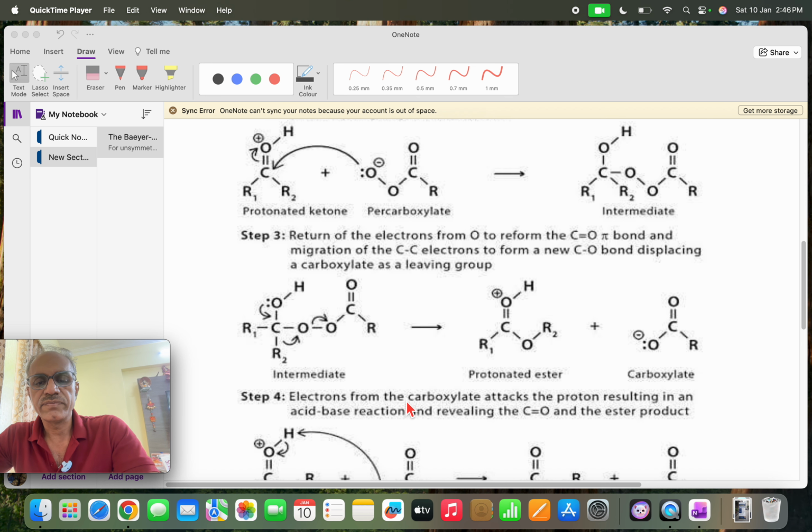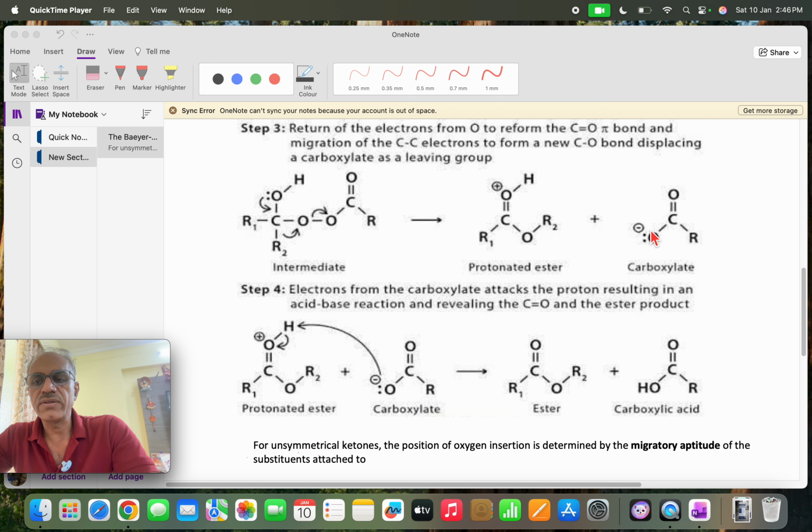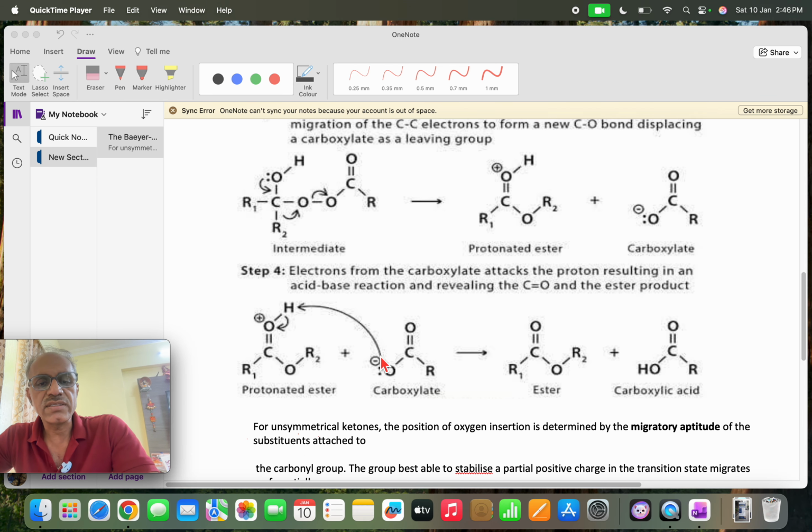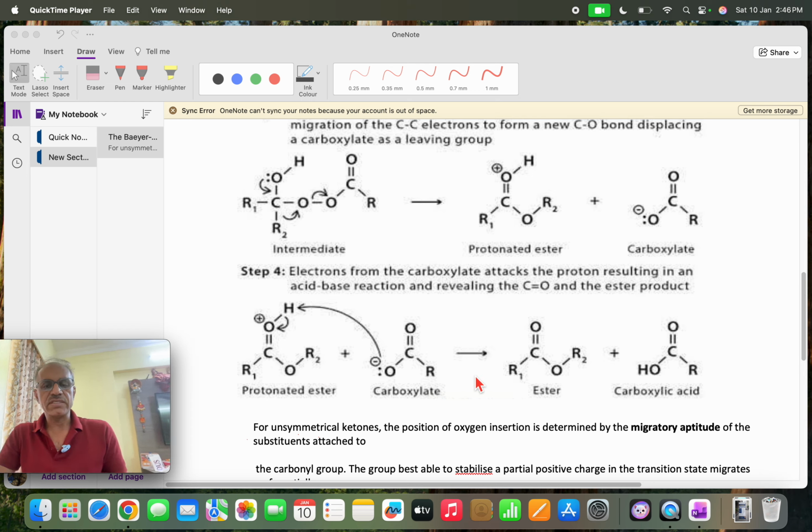Now the carboxylate O minus attacks this proton and we get a neutral O, and this results in formation of an ester and a carboxylic acid. Now suppose this is an unsymmetrical ketone. In an unsymmetrical ketone, what happens? The R2, as I told you, in the rearrangement reaction, there is a shifting of the R2, that is the alkyl group.